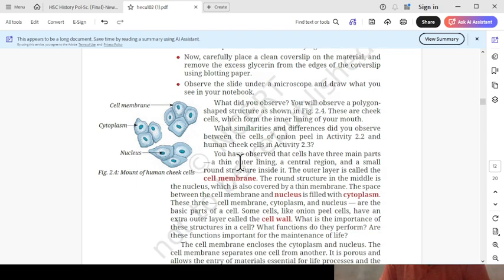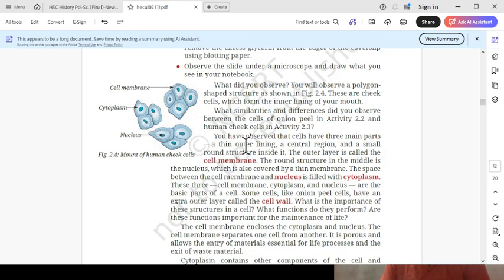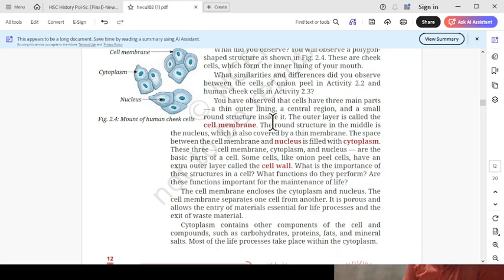What is the similarity and difference did you observe between the cells of onion peel in activity 2.2 and human cheek cells in activity 2.3? We have observed that cells have three main parts: a thin outer lining, that is the cell membrane, a central region, and a small round structure inside it. So the outer layer is basically called cell membrane.